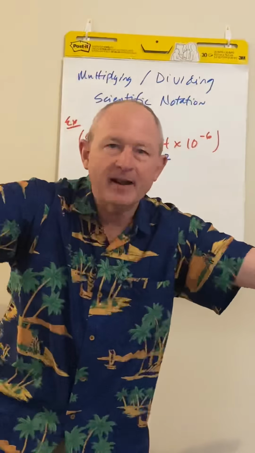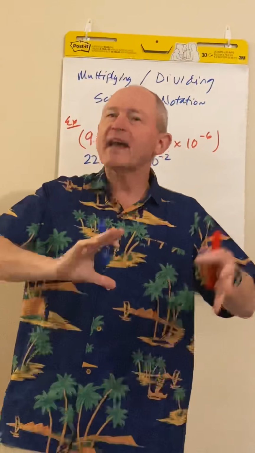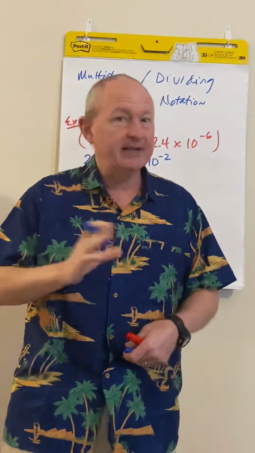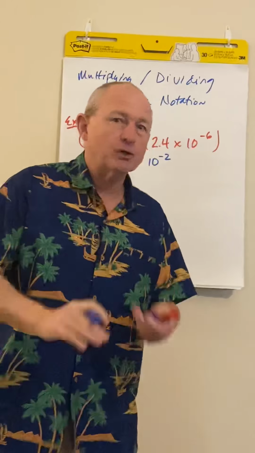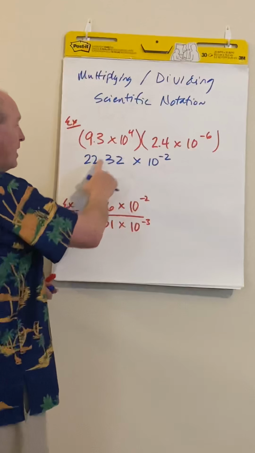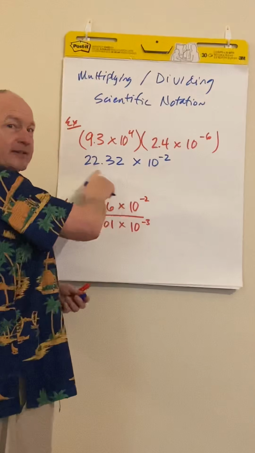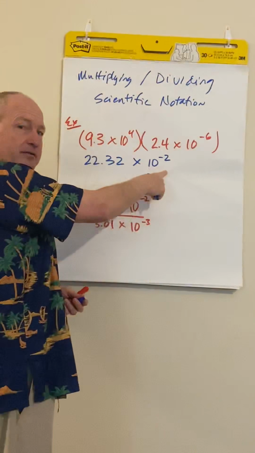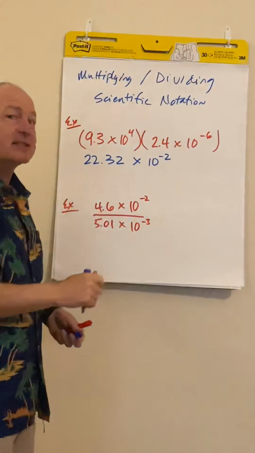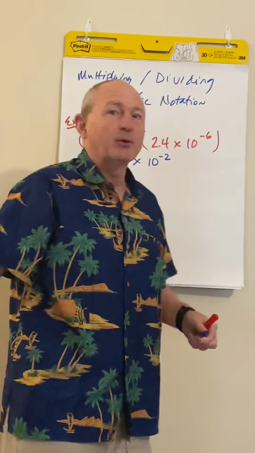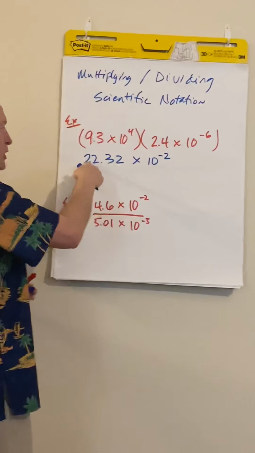Now that's not the final answer, because we always have to leave our answer in scientific notation. Scientific notation, remember, is when you have a number between 1 and 10 times the power of 10. That number right there is not between 1 and 10. So I got to change it to a number between 1 and 10.